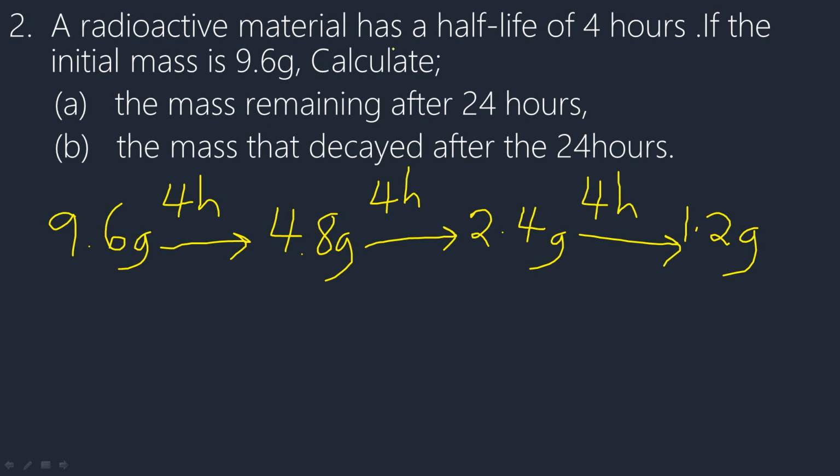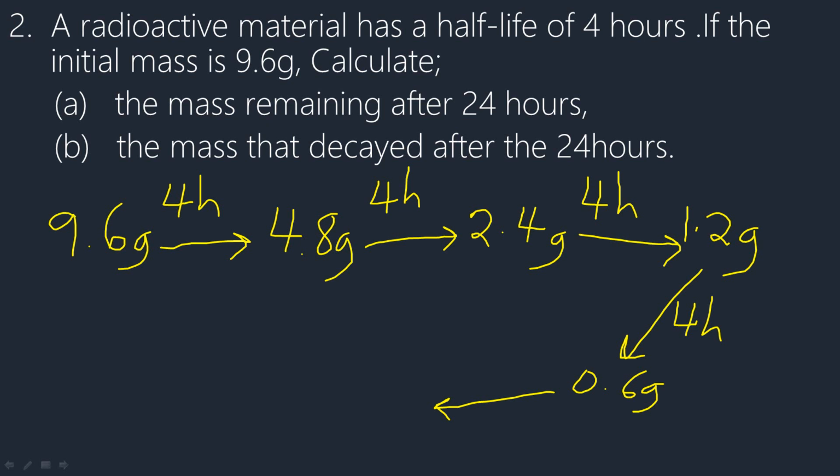Now they said calculate the mass remaining after 24 hours. Now you see how many hours we have taken. 4 plus 4 is 8 plus 4 is 12. We still have a long way to go. Okay, let the decay continue. 1.2 divided by 2, what do you get? You get 0.6 grams. Still the time taken is 4 hours. So far, how many hours do we have? Those are 16. Let's continue.